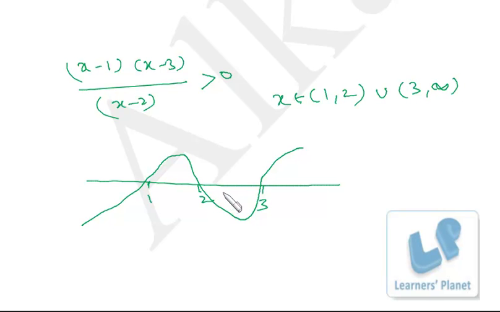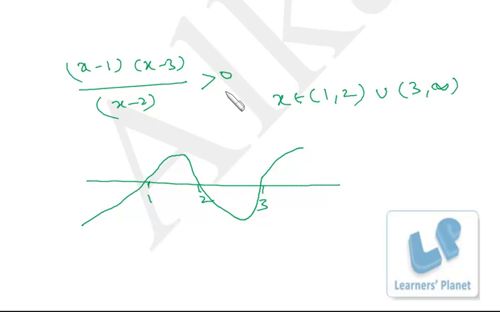Okay, so it's very simple. If you put any value which is more than 3 over here, you'll get a positive expression, and if you take any value between 1 and 2, still you will get a positive expression. But if you put any value between 2 and 3, this expression will be negative, or if you put any value less than 1, still this expression will be negative, right? So that's very easy if you solve the inequality using the wavy curve method.